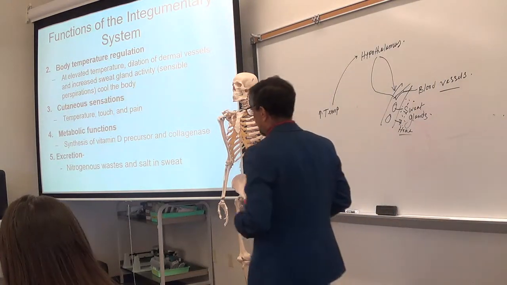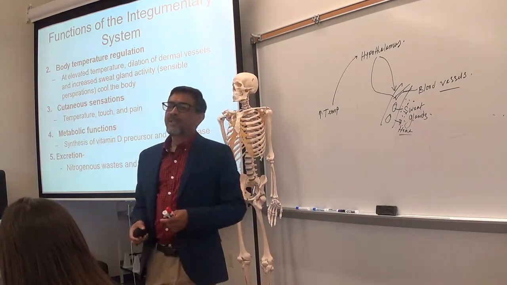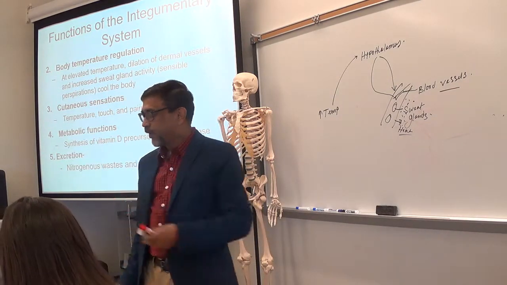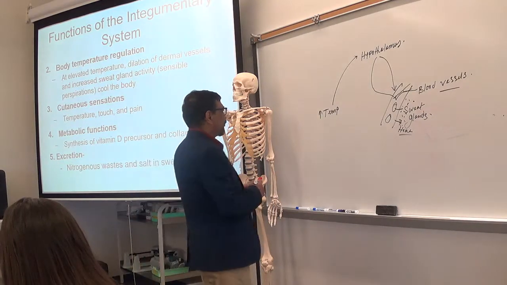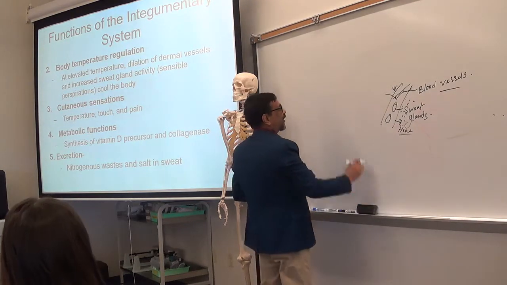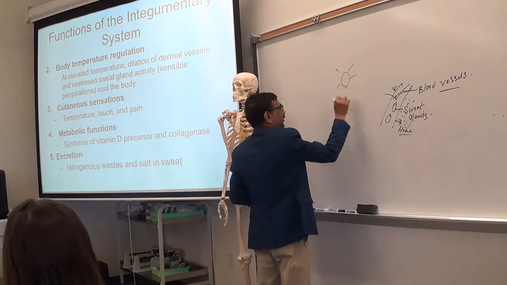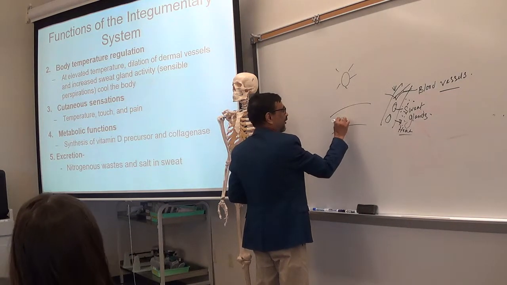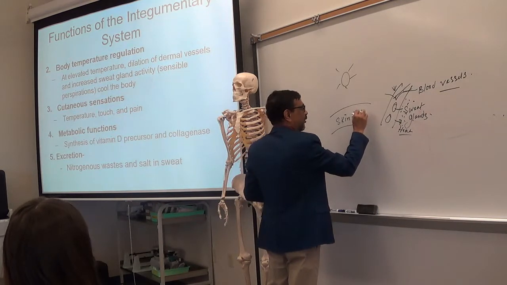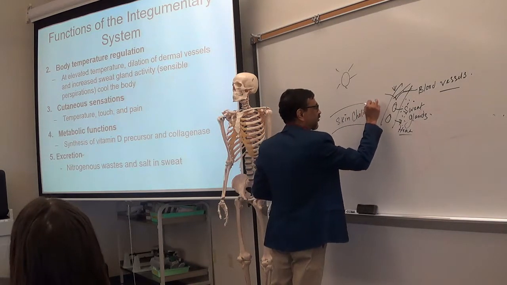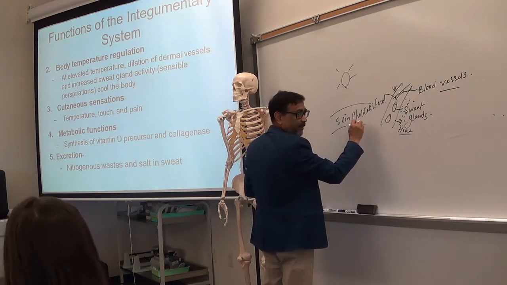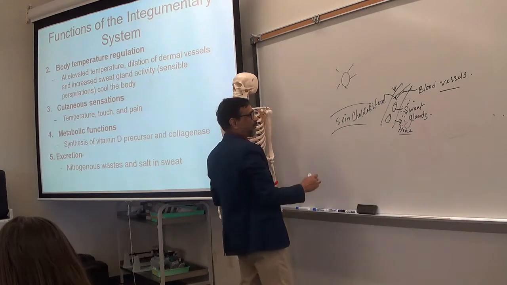Metabolic functions. With the help of sunlight, skin produces cholecalciferol that I mentioned before. So this is the sun, this is the skin, and it produces a chemical that is called cholecalciferol, which is an inactive form of vitamin D, a precursor of vitamin D.